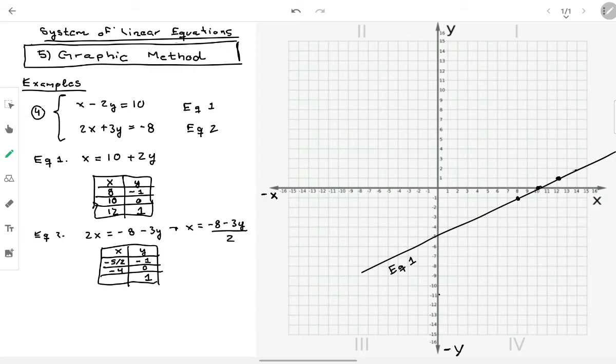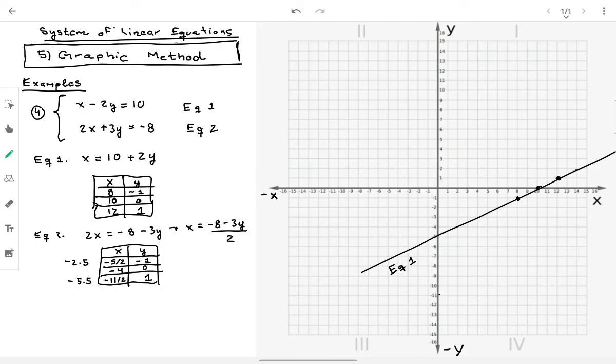And what happens when y has a value of 1? So on this one, it's going to be minus 8 minus 3 divided by 2. It's going to be minus 11 halves. So let's see. Remember, instead of having fractions, we need to put the decimal numbers of those fractions. So those are the specific decimal numbers. How do I obtain it? 5 divided by 2 and 11 divided by 2.